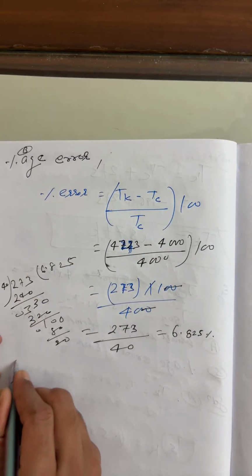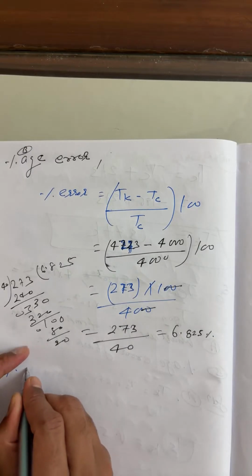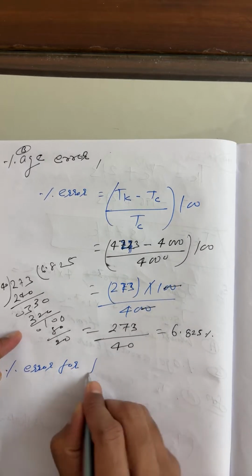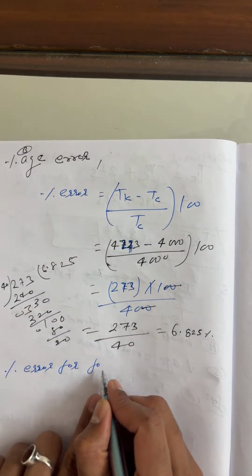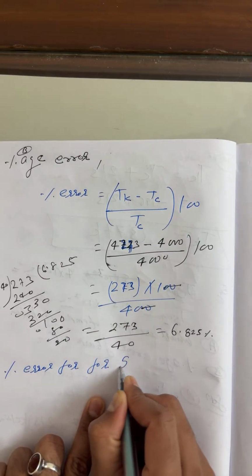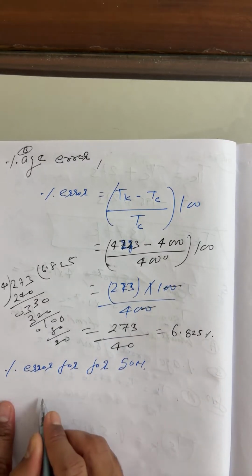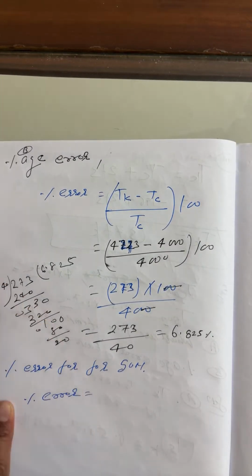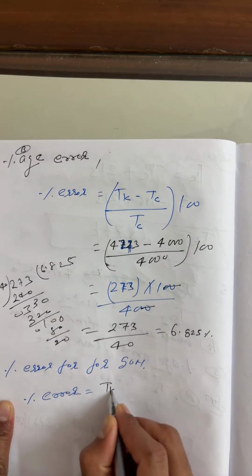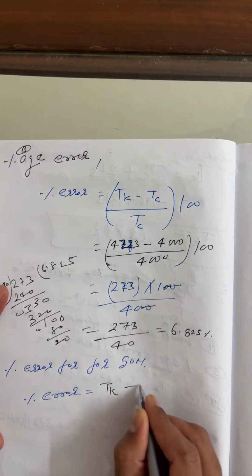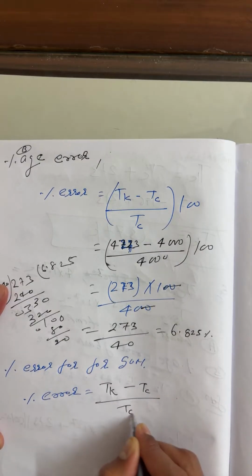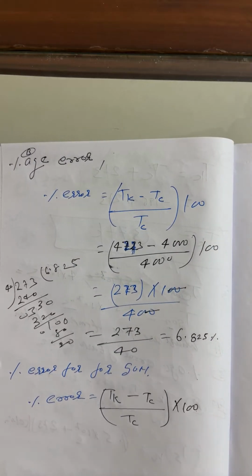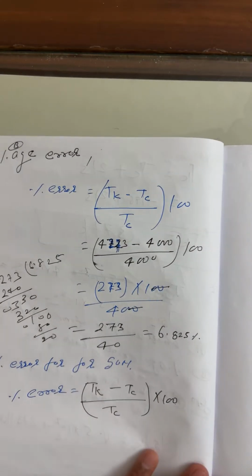Similarly you can find this percentage error for earth. You can simply find it for sun here. So the formula remains the same for percentage error. You can write temperature in Kelvin minus temperature in Celsius, divided by temperature in Celsius, into 100. Further, whatever the things you can solve.